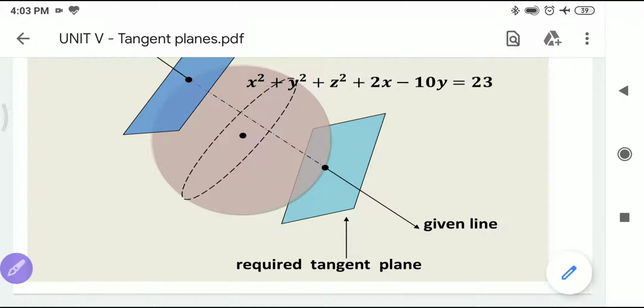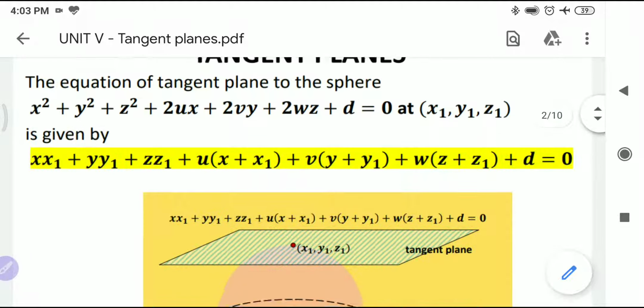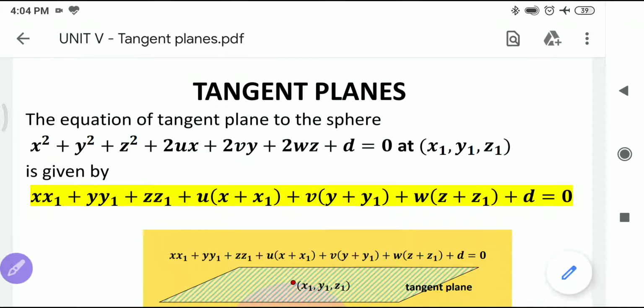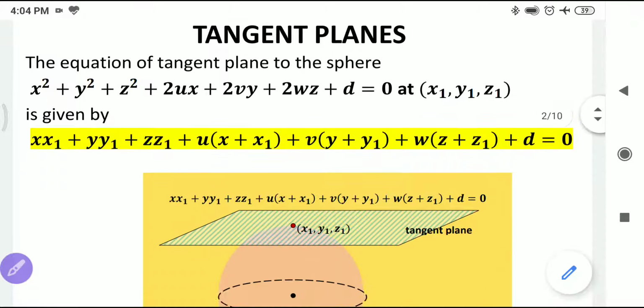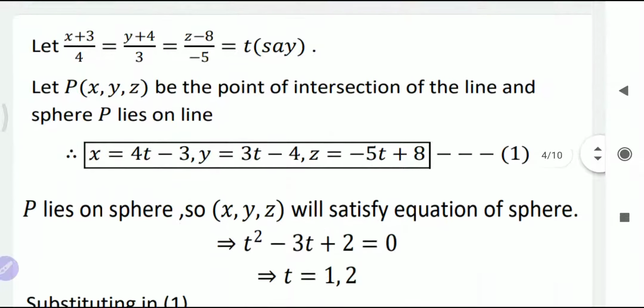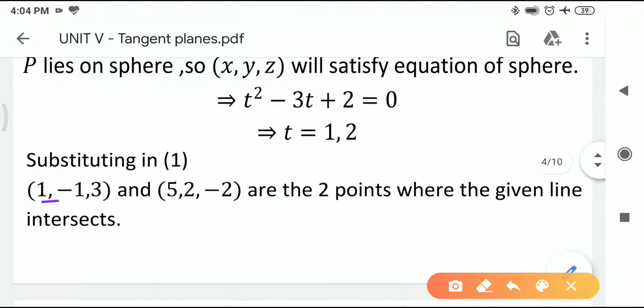Okay, and as I told you, once you have a point of contact, you can easily find out the equation of the tangent plane, because when the equation of the sphere is given and you know the point of contact, you can easily write down the equation of the tangent plane. So we have an equation of the sphere over here, and we also have a point of contact.